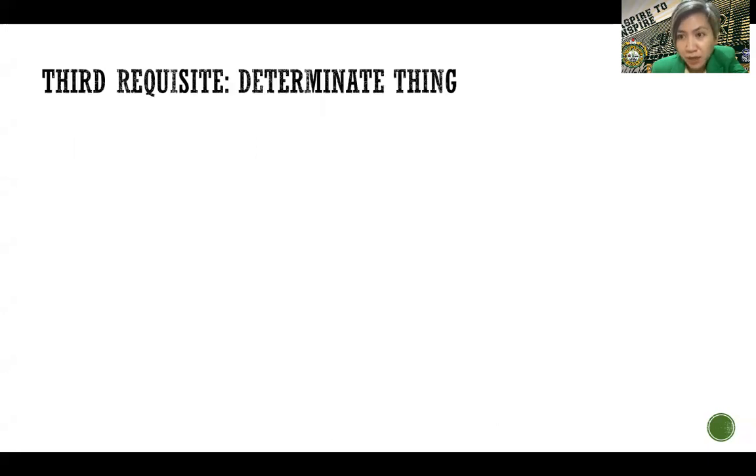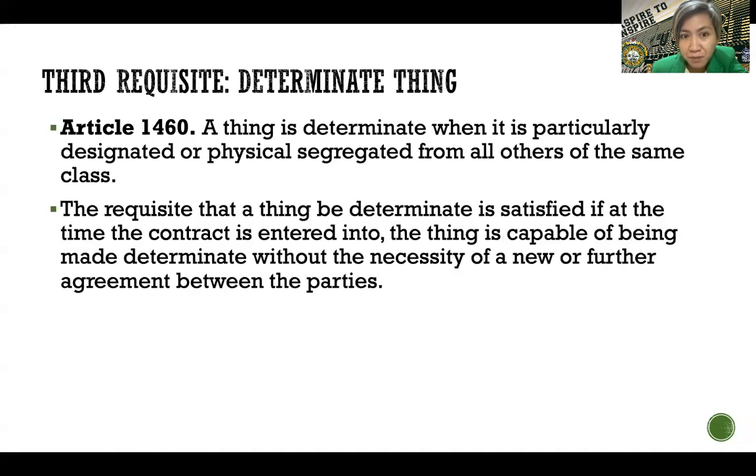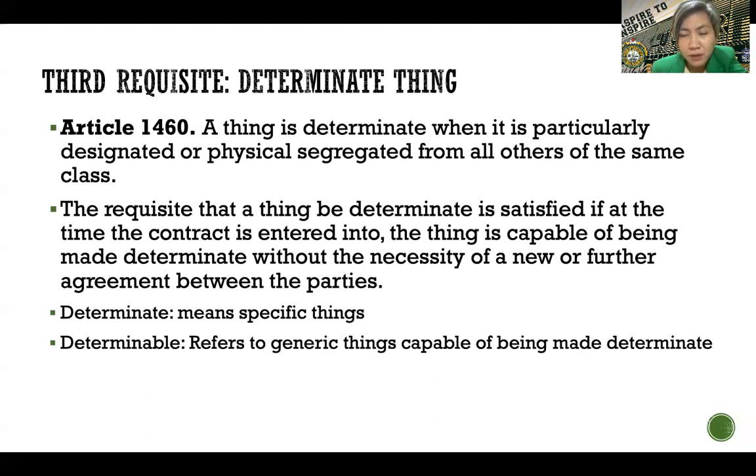The third requisite of a valid subject matter is that it must be a determinate thing. So how do we know that a thing is already determinate? So it is determinate when it is particularly designated or physically segregated from all others of the same class. So that makes the thing already specific. And this requisite of being determinate is satisfied if at the time that the contract is entered into, meaning at the time of perfection, the thing is capable of being made determinate without necessity of new or further agreement between the parties.